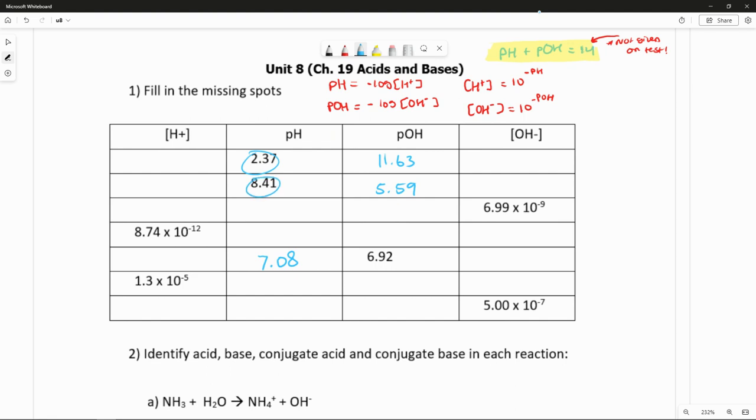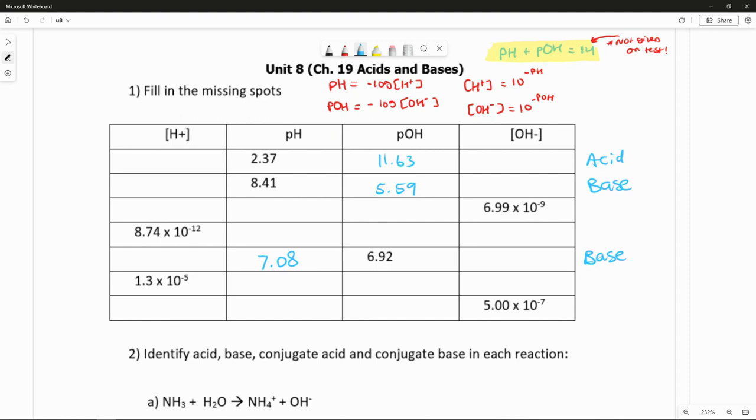Based on your pH, we can calculate whether a substance is an acid or base, which we are going to do. So pH of 2.37 is less than 7. It is an acid. pH of 8.41 is greater than 7, so it is going to be a base. And 7.08 is going to be larger than 7, just by a little bit, which makes it a base, so a very slight base. All right.